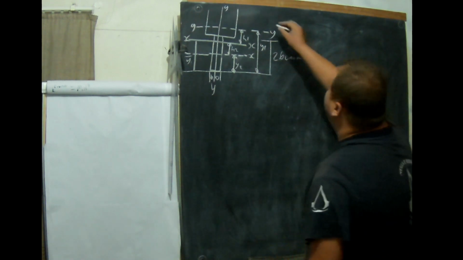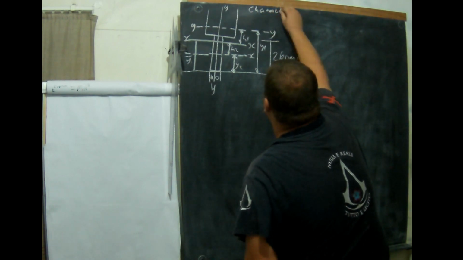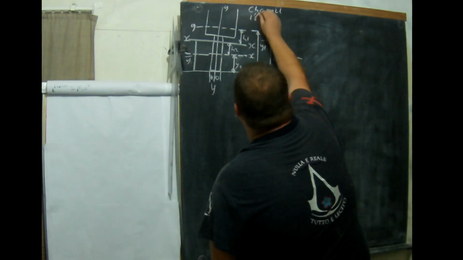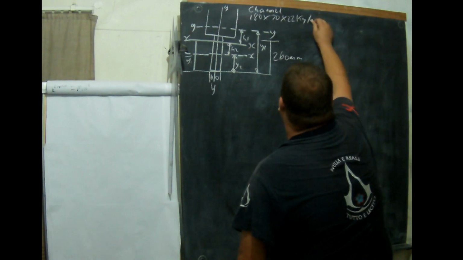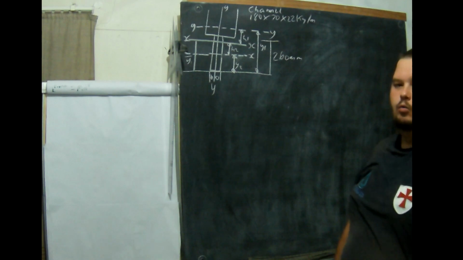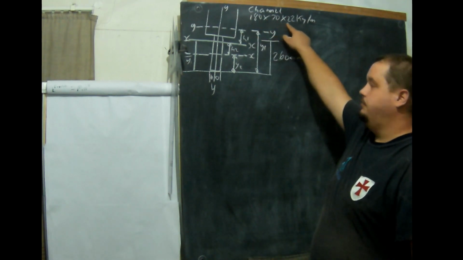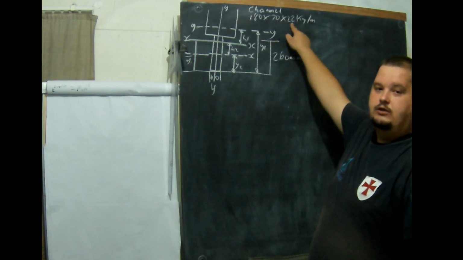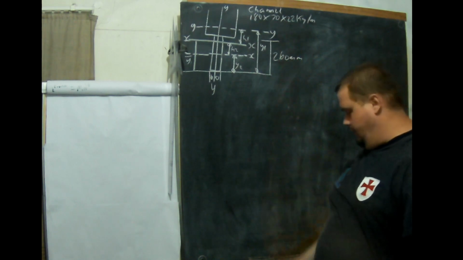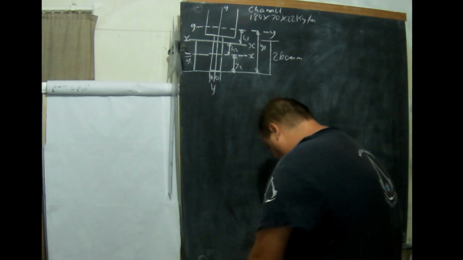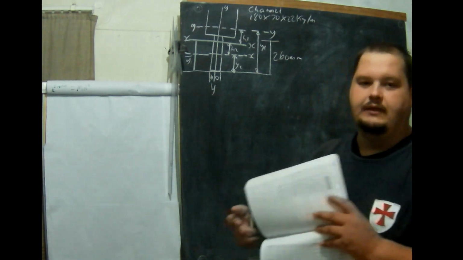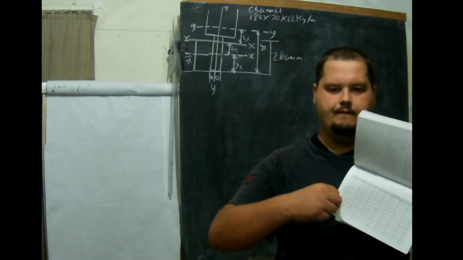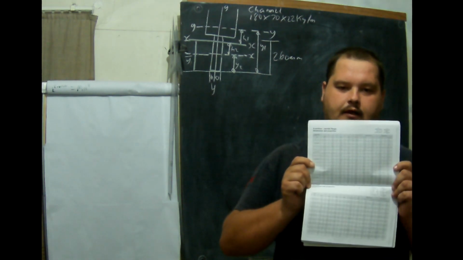Now, our channel is 180 by 70 by 22 kg per meter. This tells you which part of your table to look at. It's called your hot rolled steel tables, because this is what they term hot rolled steel. In your book, and in the exam, you will get a book of tables. They look something like this.